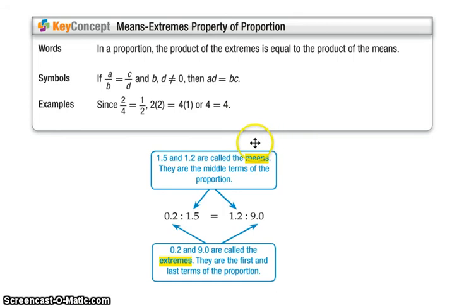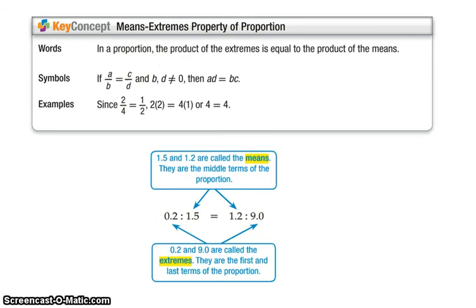Your means are the middle terms of your proportion. So if this was our proportion here, 1.5 and 1.2 would be the means. The outside terms are called the extremes, and they are the first and last terms of the proportion. So what they're saying is, if you multiply the extremes together, it should be equal to when you multiply the means together. Let's take a look and see what this actually means.